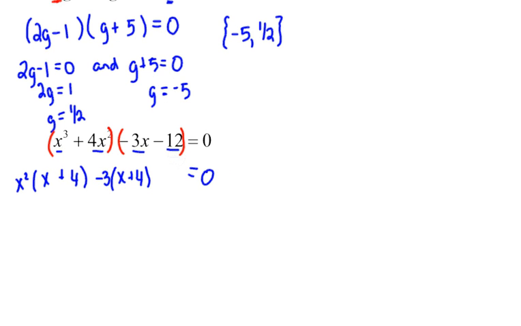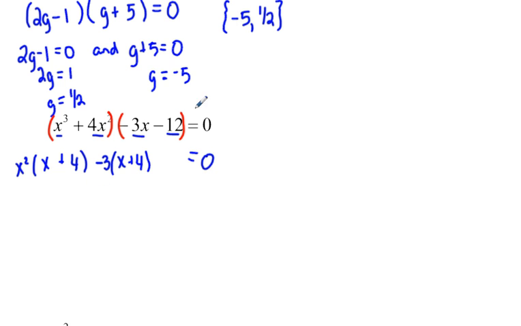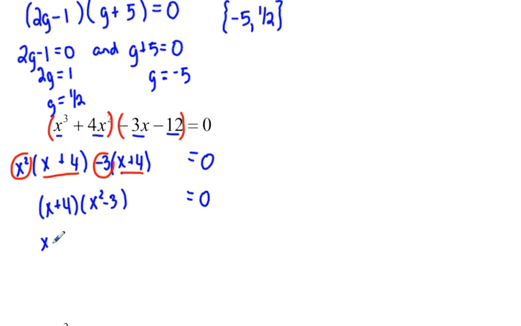To continue my factor by grouping, I'm going to write down the greatest common factor as a result of my 2 groups, which is x plus 4, followed by the leftovers from my factoring, which was x squared minus 3. Now that I've factored completely, I'll set each factor equal to 0. The solution to my first equation is that x equals -4.